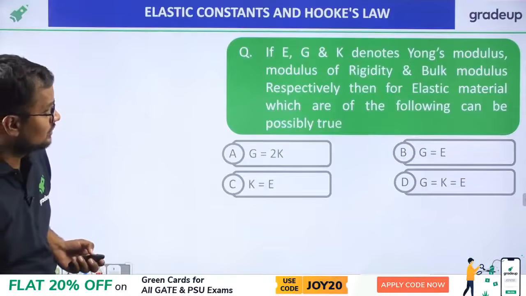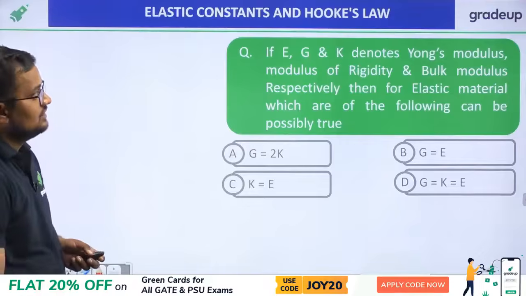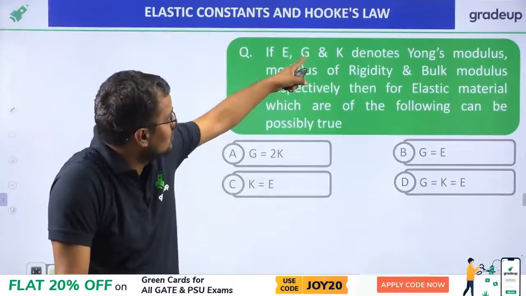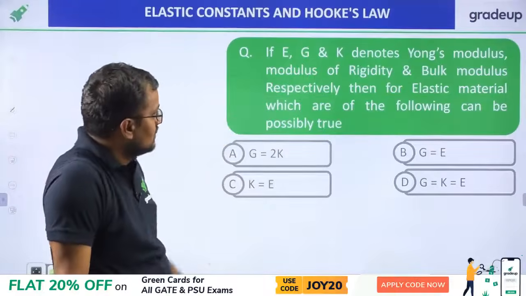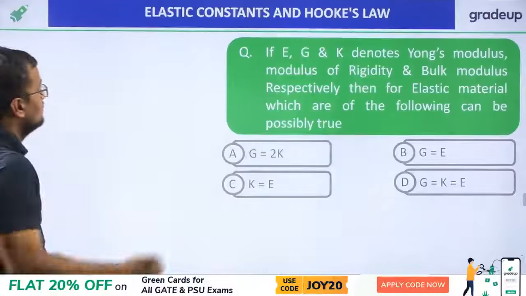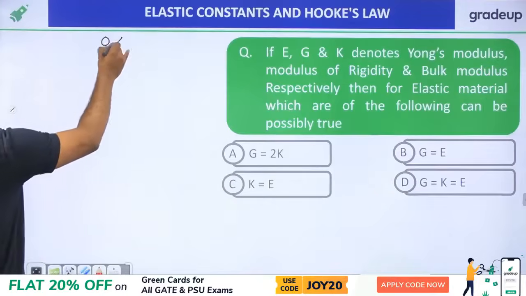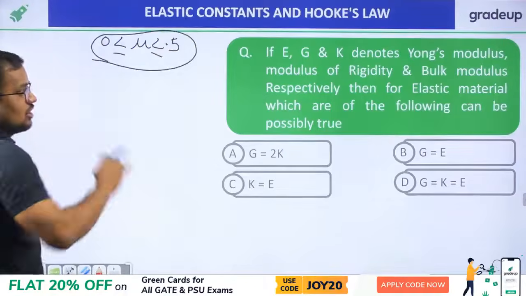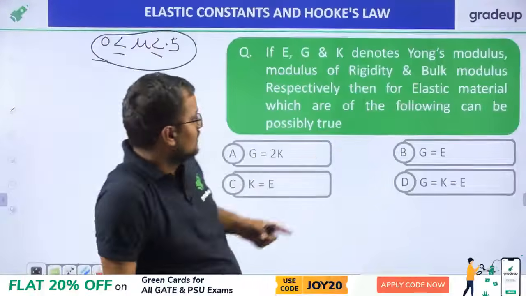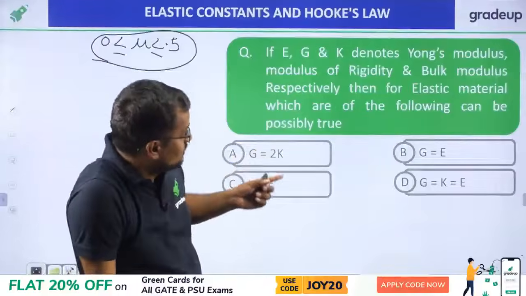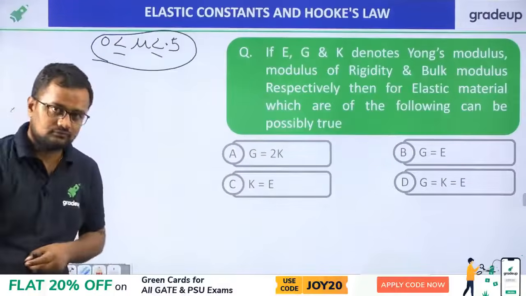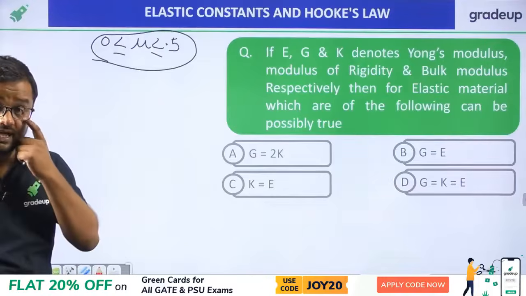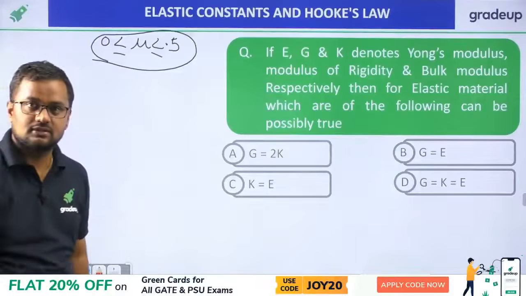This is a good question. If E, G, K denote Young's modulus, shear modulus, that is modulus of rigidity, and bulk modulus, then for an elastic material, mu can vary from 0 to 0.5. It is for elastic material, not for all substances. Which of the following statements can be true? Please solve this. Aman Bhargav is saying A. Aman, please check it once again.